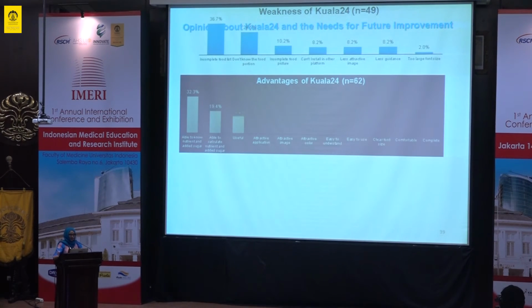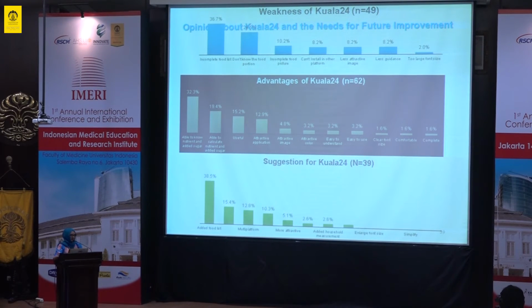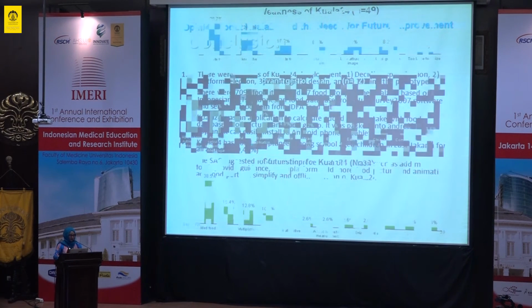And the weakness of KUALA 24, 36% say that the food list is incomplete. Then also they don't know the food portions. But 32% think that it's able to know nutrient and added sugar, and able to calculate nutrient and added sugar. And they suggest adding more food lists and multi-platform.